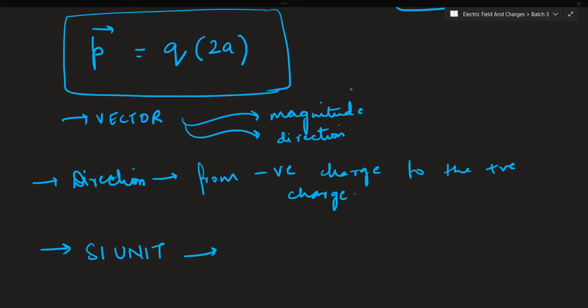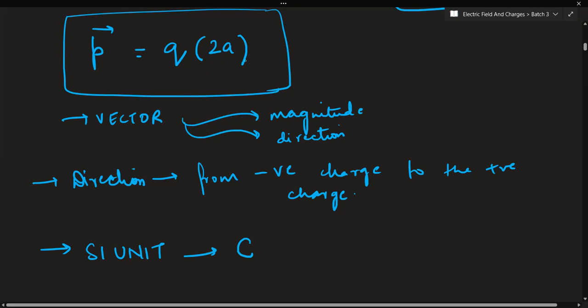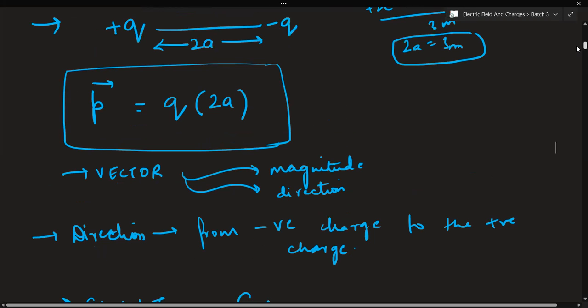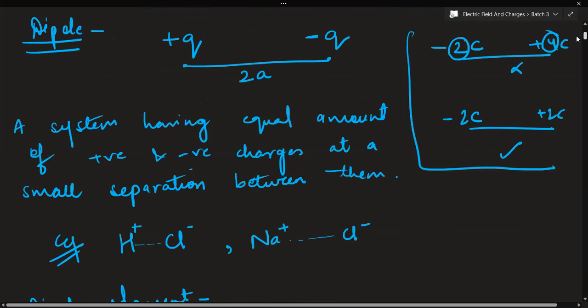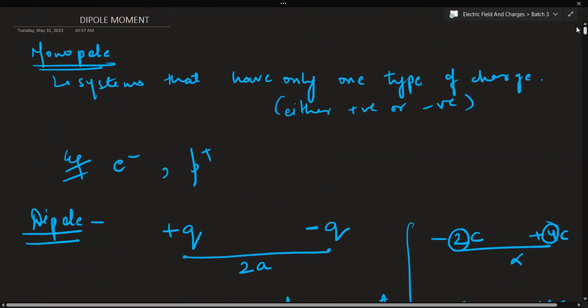See, SI unit of charge is what? SI unit of charge is coulomb. 2a is the separation, and the SI unit of length is what? This is meter. So the SI unit becomes coulomb meter. Clear, dipole moment? Yes, ma'am. All right. So just note down all these points.